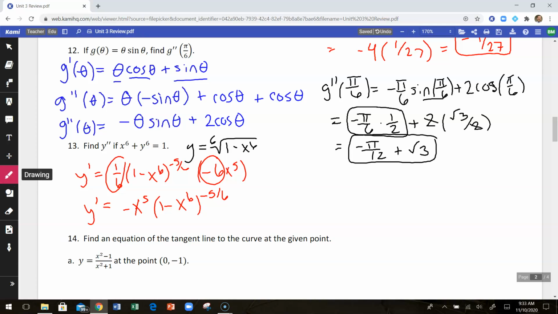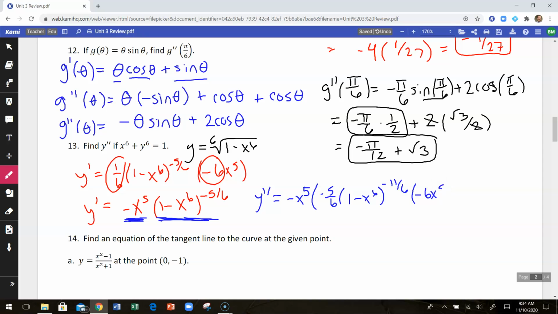So I've got two functions here. I've got this function and this function, both requiring an x, both multiplied together. So again, we're going to use the product rule. So my second derivative is going to be the first times the derivative of the second. So the derivative of the second would be multiply the negative 5/6 down, keep the 1 minus x to the 6th, subtract 1 from negative 5/6, so that's going to be negative 11/6, and then I need to chain on the derivative of the inside, which again is a negative 6x to the 5th.